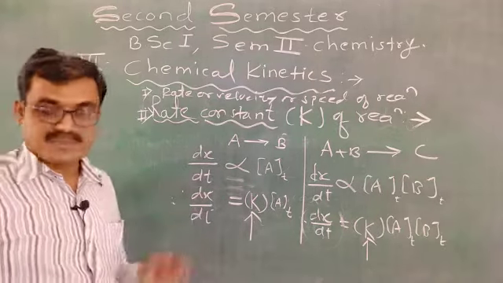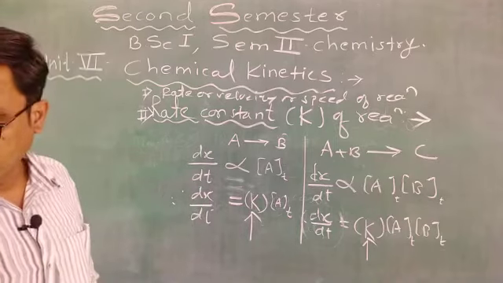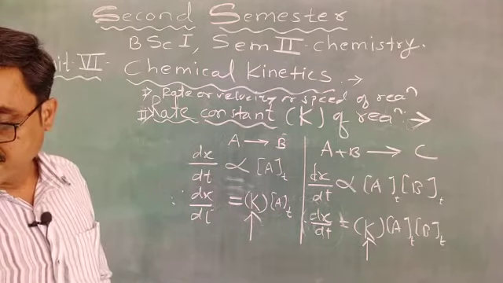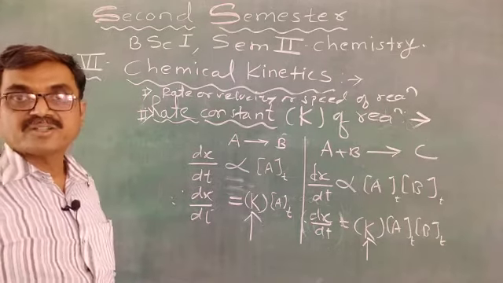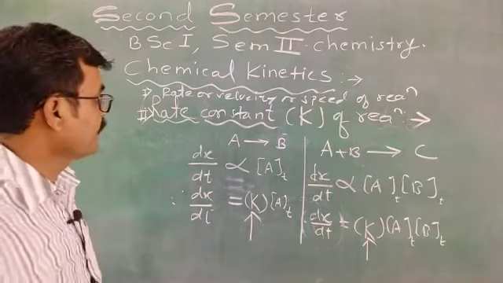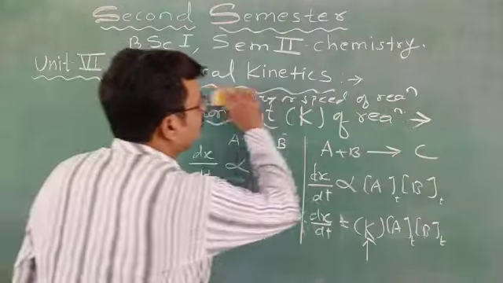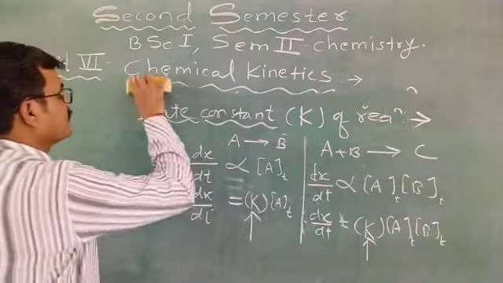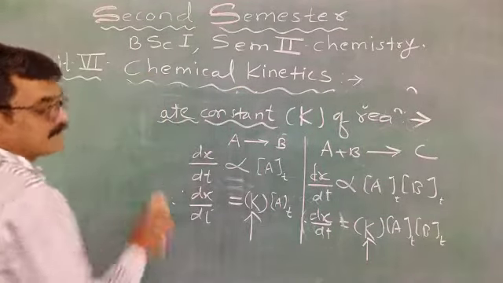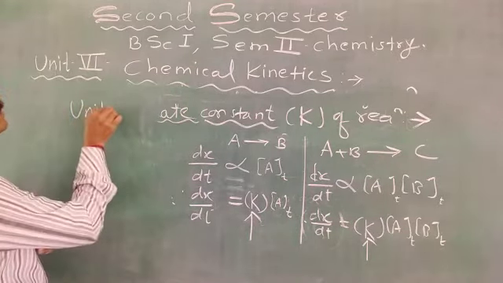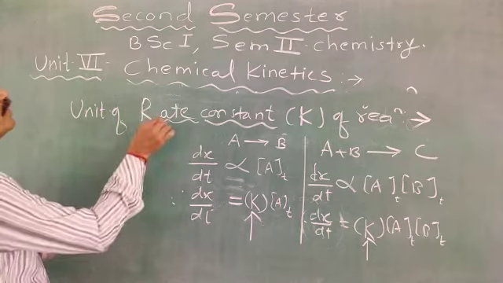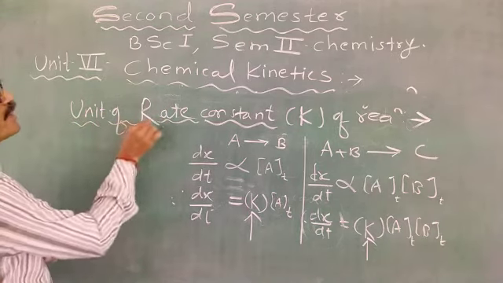Okay, now in this way, this is about the rate of reaction. Now the next point: we have to see the unit of rate constant of reaction. What do we have to study? Third point, unit of rate constant of reaction.